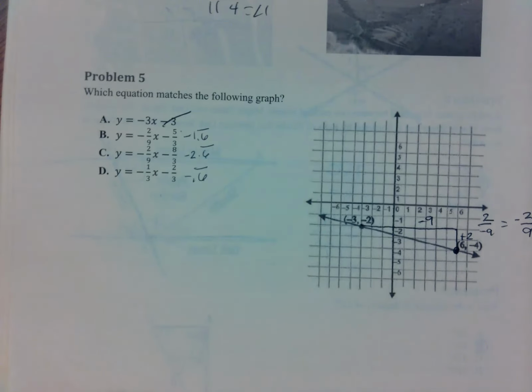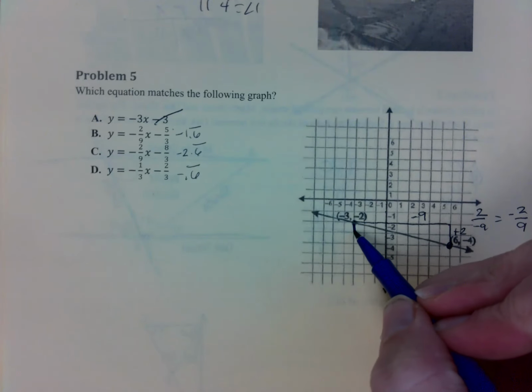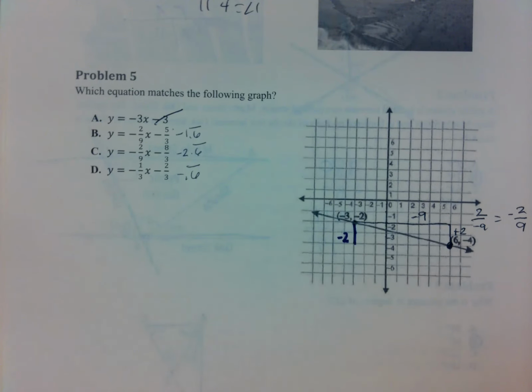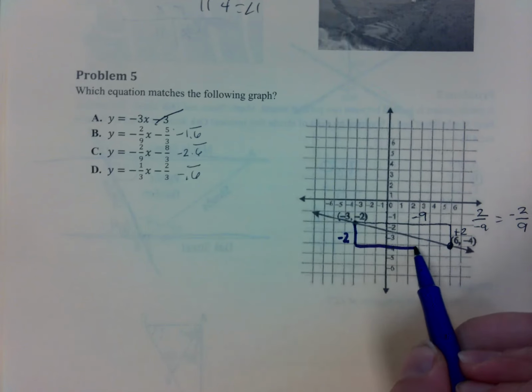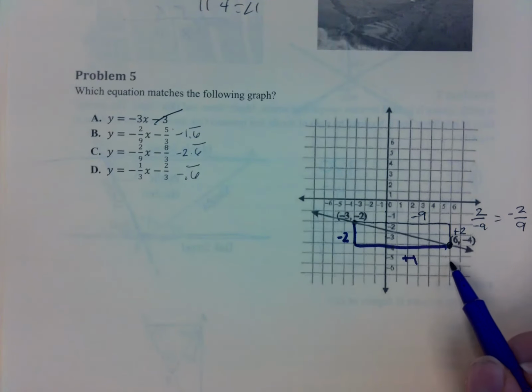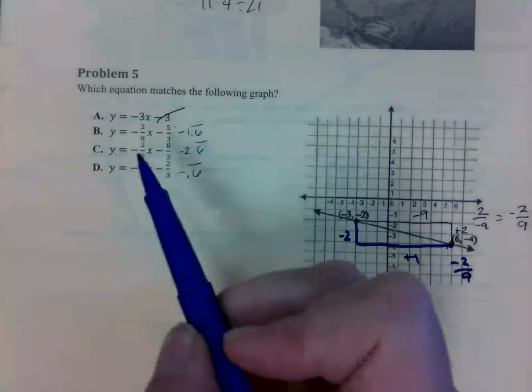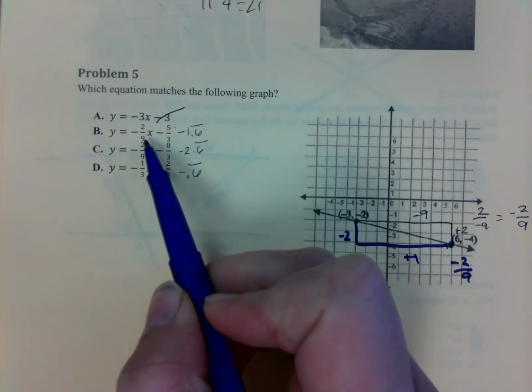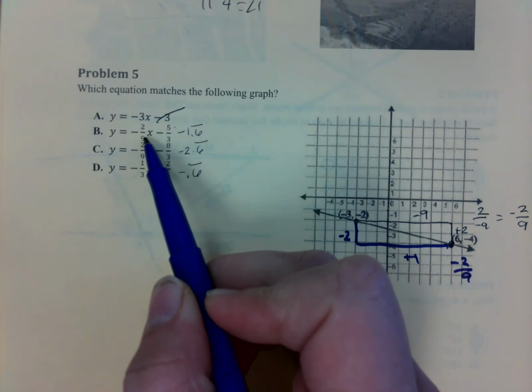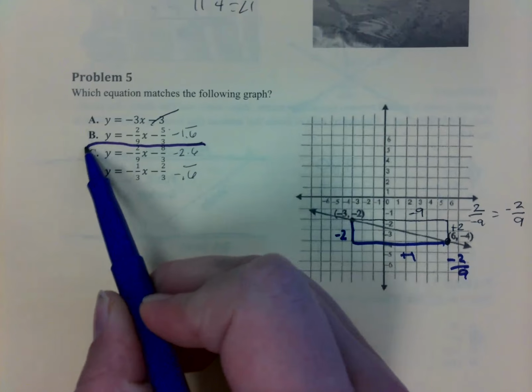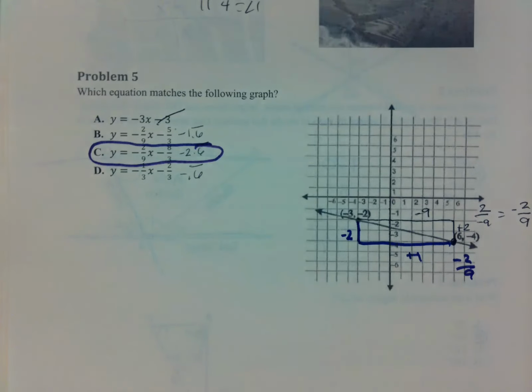You could have done it the other way, starting at negative 3, negative 2. That would give you down 2 right here, so that would give you the negative 2, and then counting over, this would give you a positive 9, which is still negative 2 over 9. And again, if you did that one first, it would have been one of these two. But because of that y-intercept, we already know that it was C as in cats. There you go.